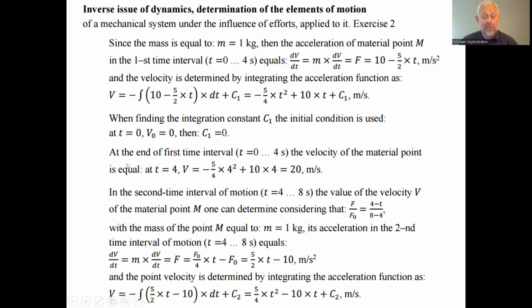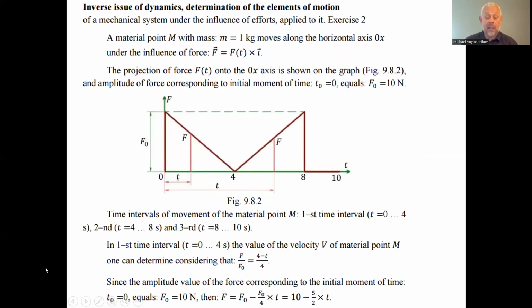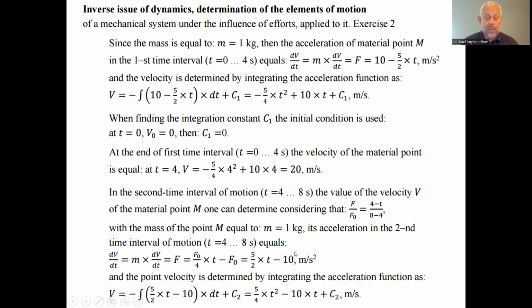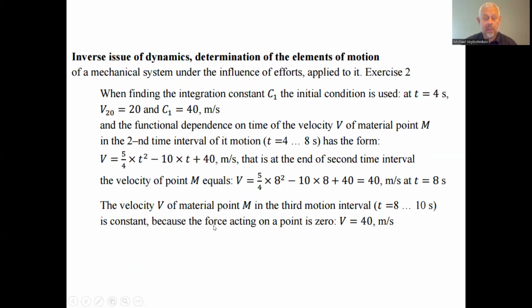And at the end of the first time interval, with C1 equal to 0, only the first two summands remain in the solution, considering these initial conditions. We have these two summands for finding the velocity after substituting 4, which is the time at the end of the first linearly dependent segment. The next segment will be from 4 to 8. So at the end of the first segment, at time equal to 4, we have the velocity of 20 meters per second.